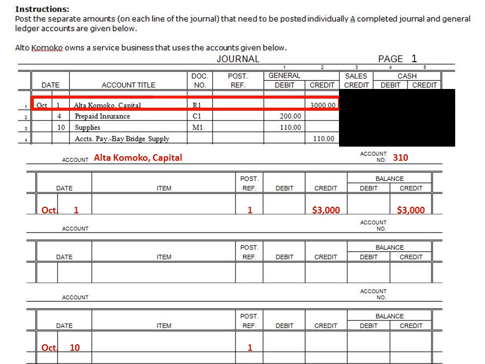Now we have one last step to do, which is to put our bookmark in that journal to show that we have done that. So we're going to take that account number 310 and go back and put it into that post reference column. And now we have successfully individually posted our Alto Comoco Capital to its ledger, and we have checked it off as our post reference. So let's move on to another asset account.